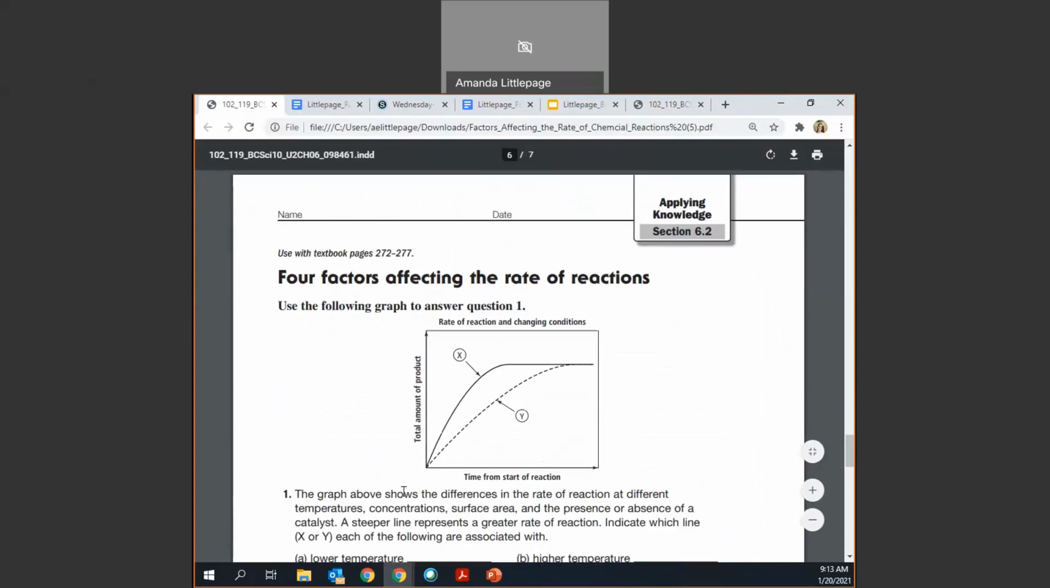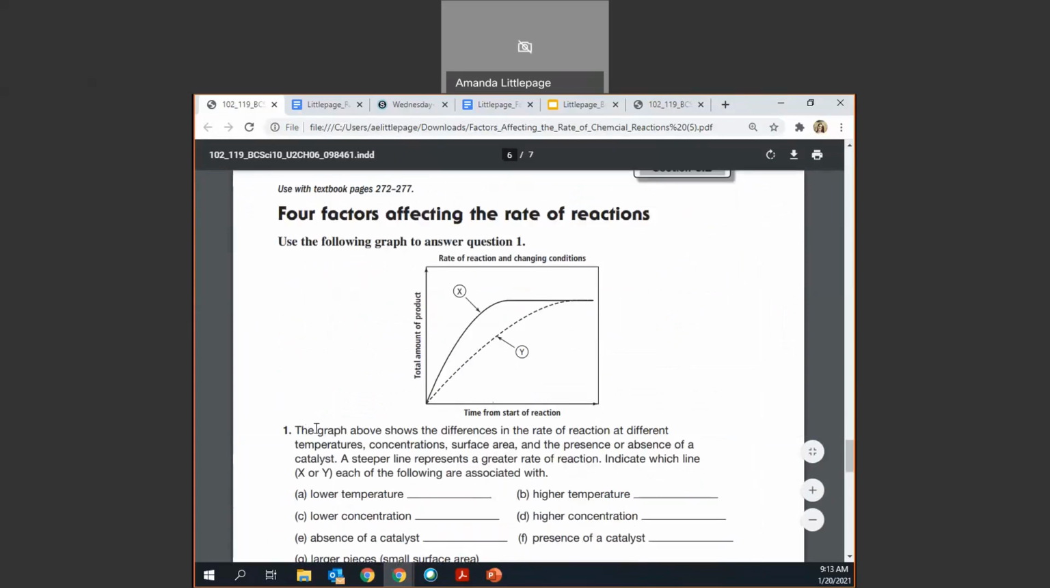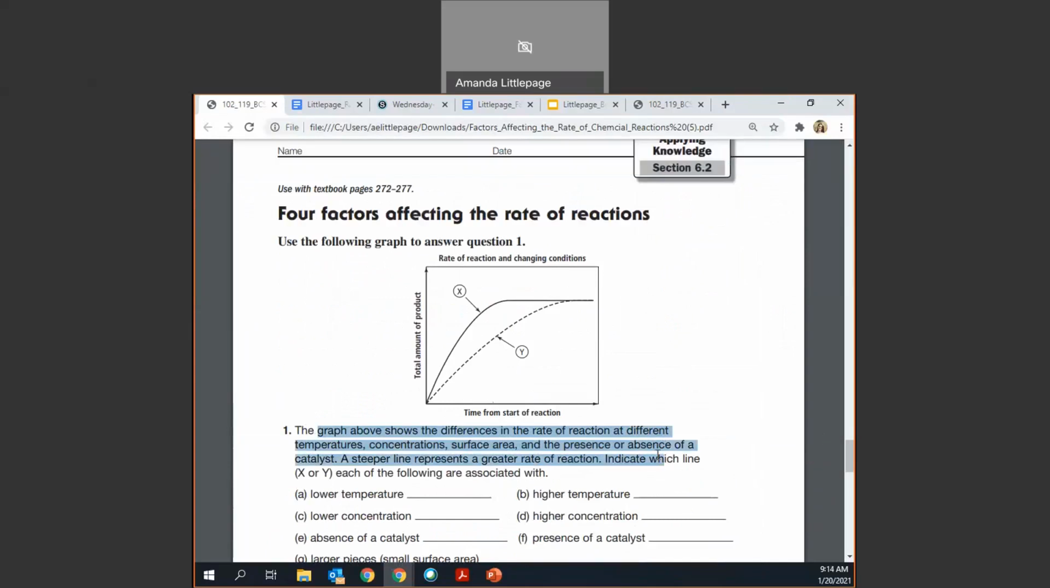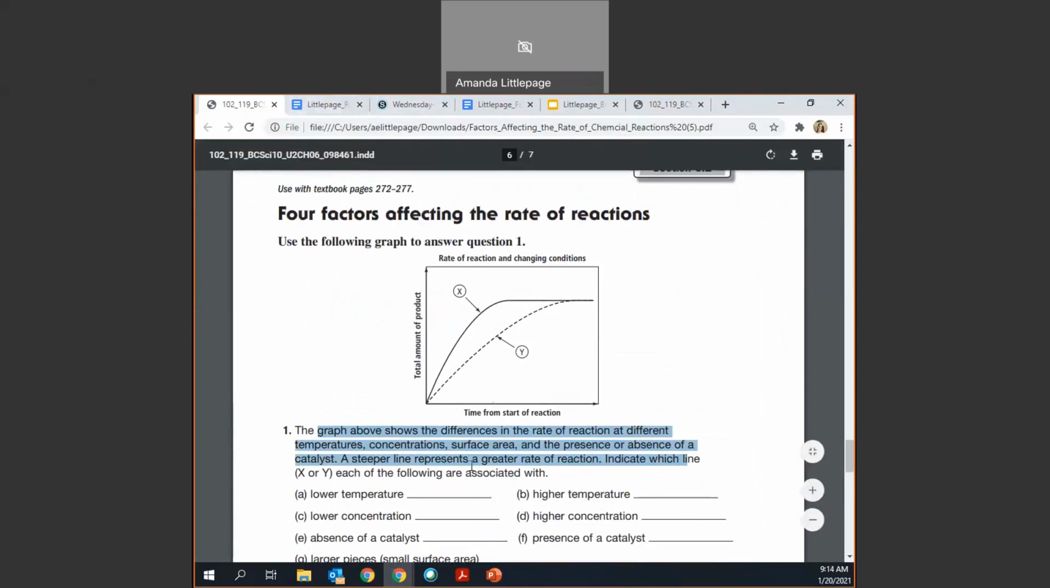So in this graph, it tells you the graph above shows the differences in the rate of reaction for different temperatures, concentration, surface area, and the presence or absence of a catalyst. So the steeper this line right here, the greater the rate of reaction. So let's check our work. Anything associated with this line, which is X, means it's speeding up. Anything associated with Y means it's slowing down. So let's take a look.